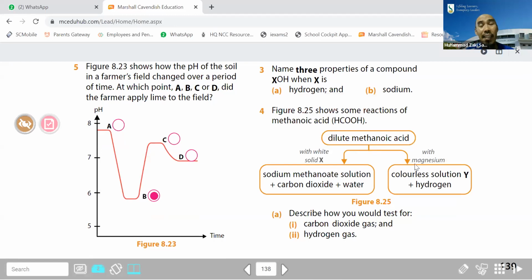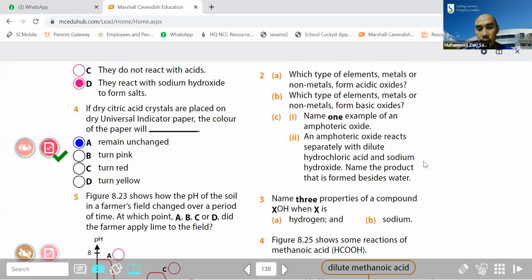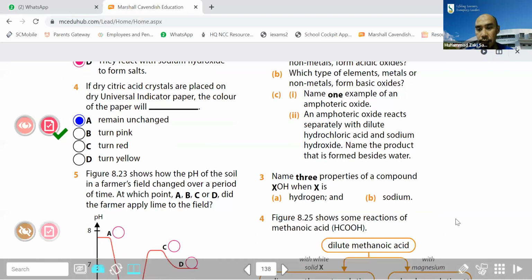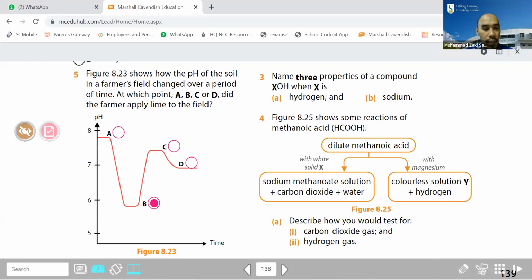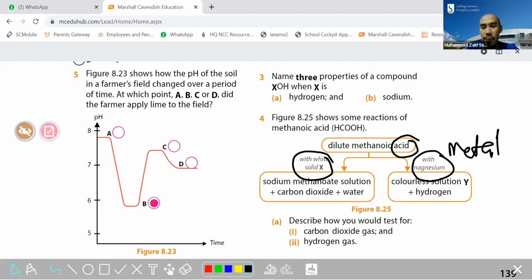Okay. This is another question. You have an acid, methanoic acid. You have an ethanoic acid. This is an acid. It reacts with white solid X, you don't know what solid X is, and magnesium. Magnesium is a metal.